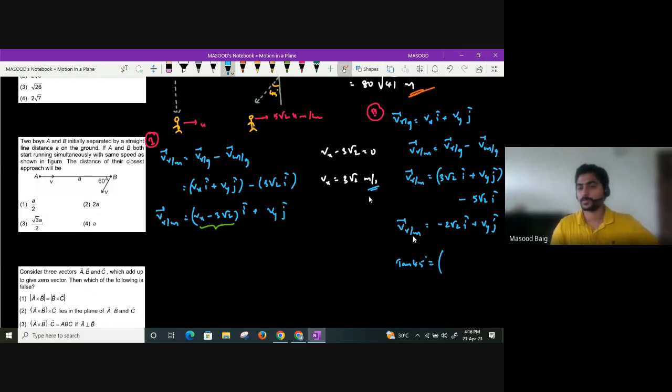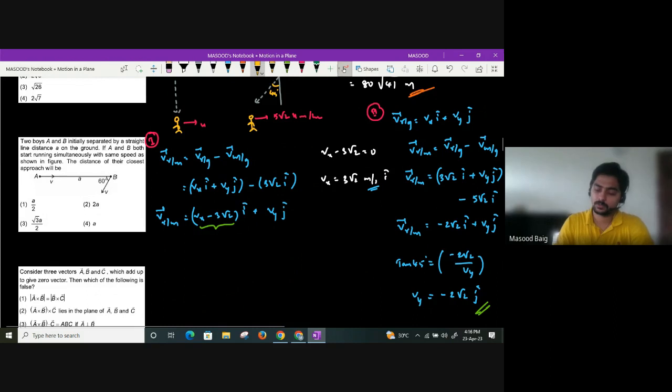Or x by y we can write. Here you can write minus 2 root 2 divided by Vy. Tan 45 is anyhow 1. So what will you get Vy value as, beta? Minus 2 root 2 j cap. Is that clear? Yes or no? So what is the speed of rain with respect to ground now?